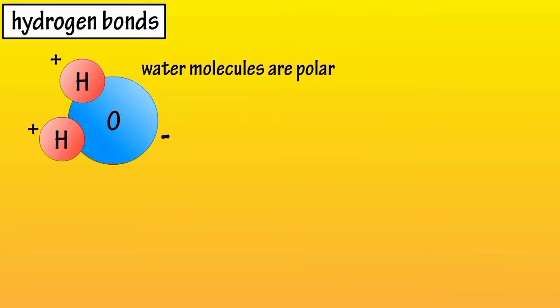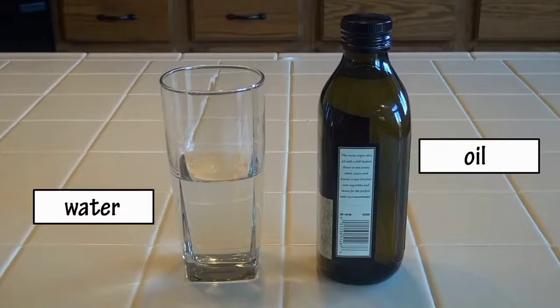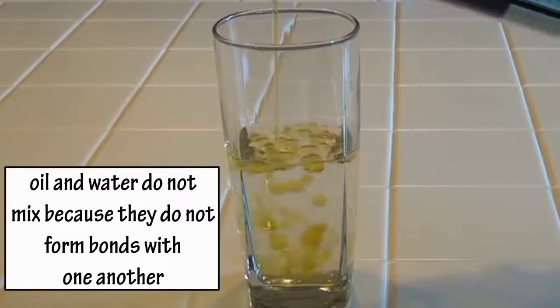So now we know that water molecules are polar, or have a slightly positive and slightly negative end. And in fact, many lipids, or fats and oils, are not polar, so their molecules share electrons equally in their bonds. So these are nonpolar molecules. This means that when water and oil come together, they do not form bonds with one another.